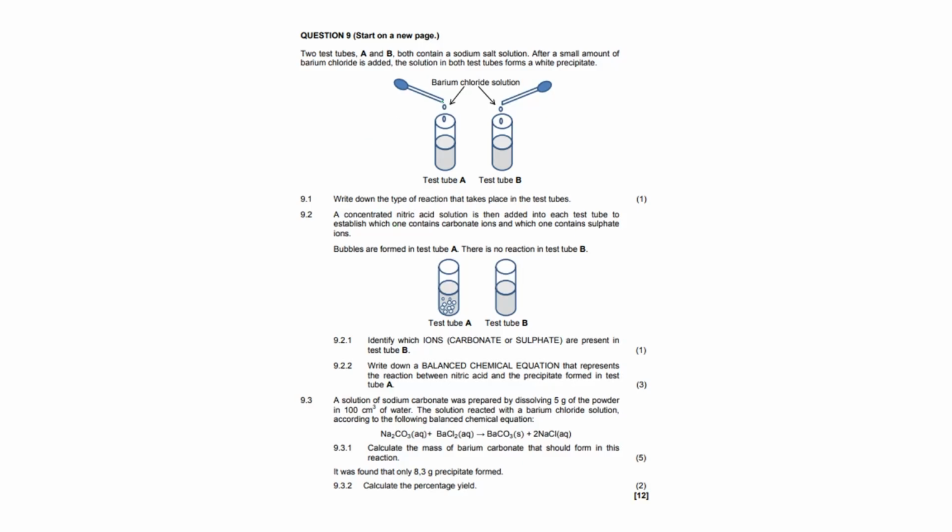Hi guys, let's take a look at this question where we have two test tubes, A and B, that both contain a sodium salt solution, and it's called barium chloride solution. After a small amount of barium chloride is added, the solution in both test tubes forms a white precipitate. Okay, 9.1. Write down the type of reaction that takes place in these test tubes.